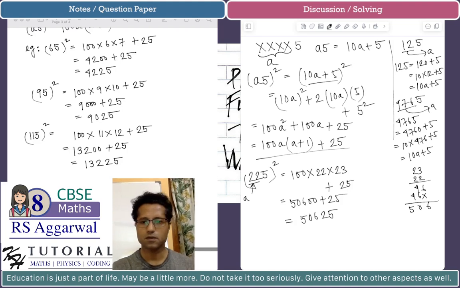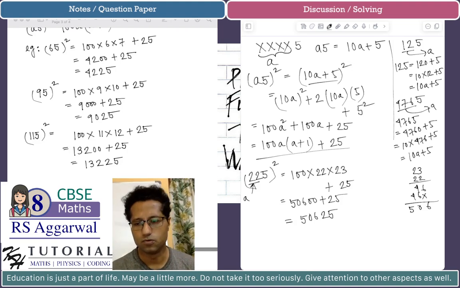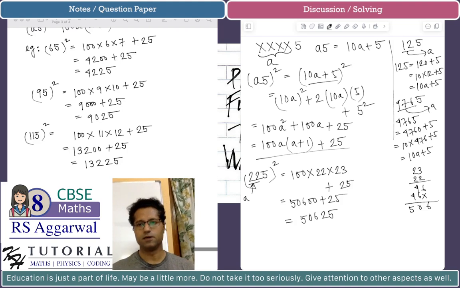Okay. So this is the basic formula to find the square of a number where the number is ending with the digit 5. You can apply this concept. A will be the given number except the rightmost digit 5, that is the ending digit 5, and then the formula will be 100 into a into a plus 1, plus 25.